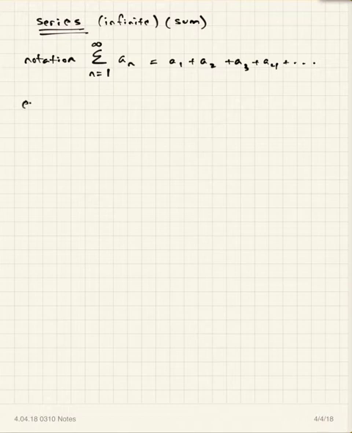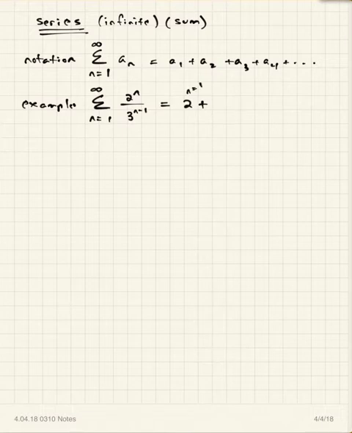So just as an example, if you're talking about the sum as n goes from 1 to infinity of, let's say, 2 to the n over 3 to the n minus 1. All right, so what would that series look like? When n is 1, you'd get 2 over 3 to the 0, which is 1, so you get 2. Plus, when n is 2, you'd get 4 over 3. When n is 3, you'd get 8 over 9. And so on, right?